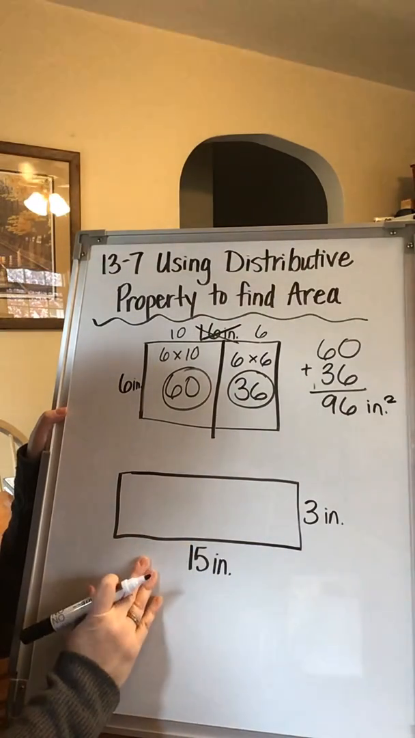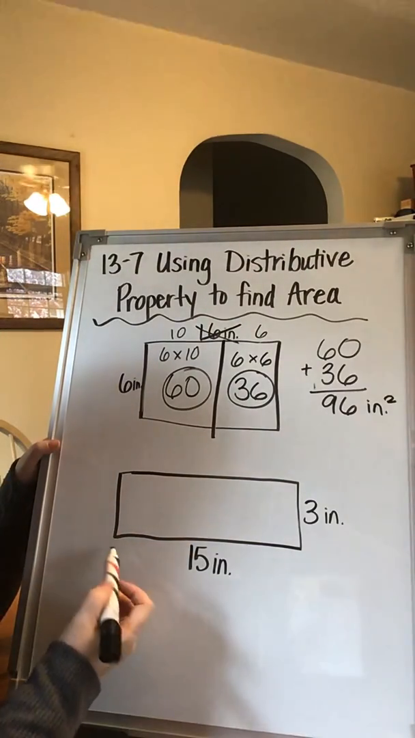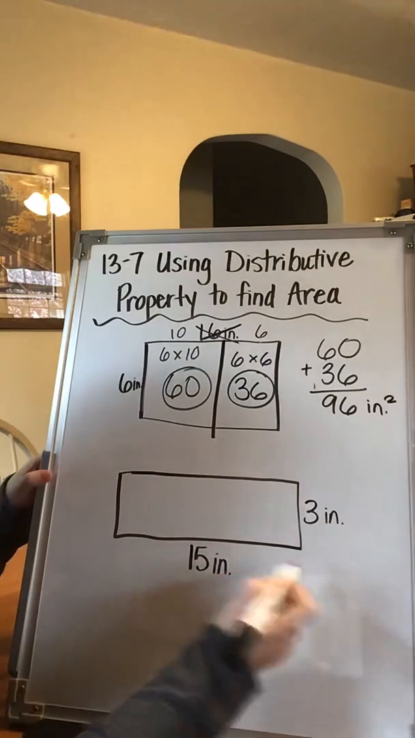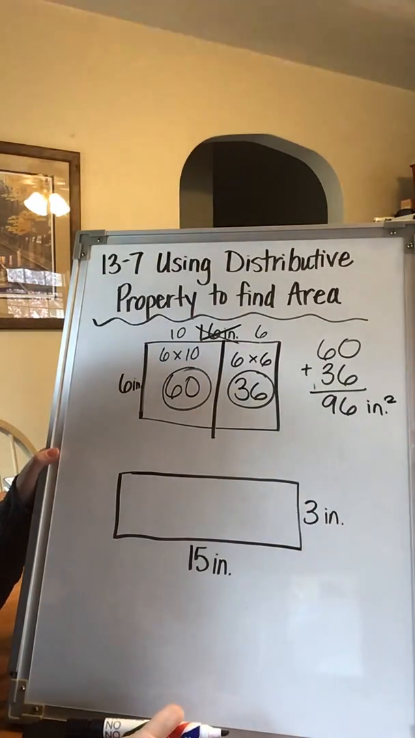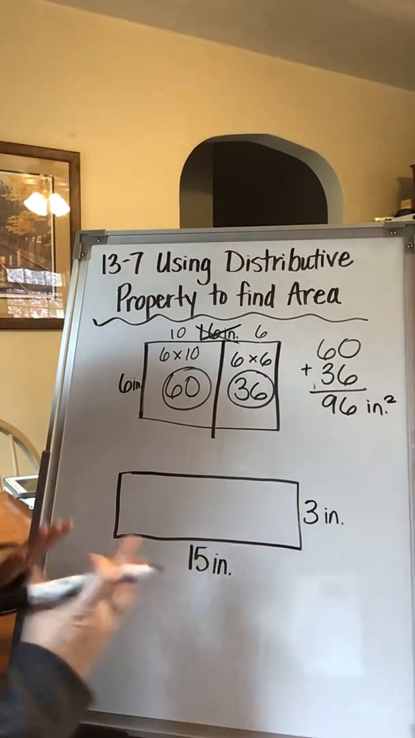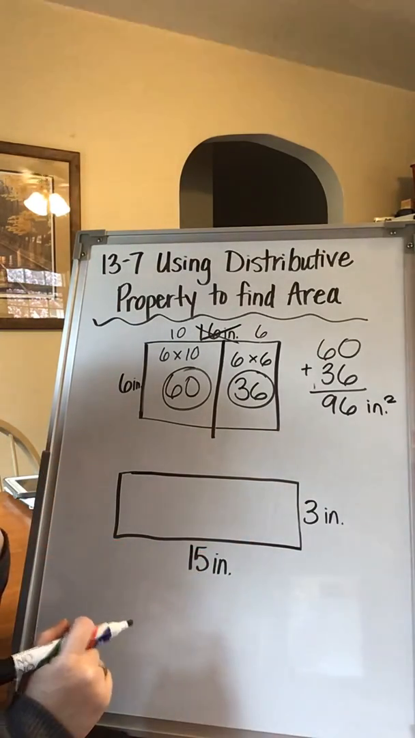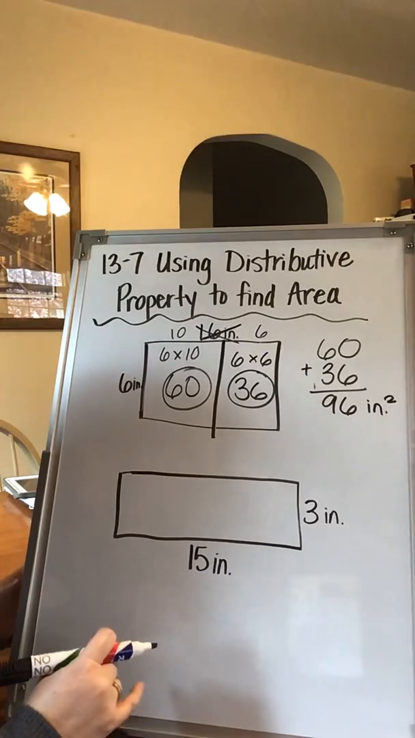Okay, I want you to try this one. So down here I have a length of 15 and a width of 3. I want you to break apart this shape, find the two areas, and then add them back together. Once you're finished, unpause the video and we'll check it together.